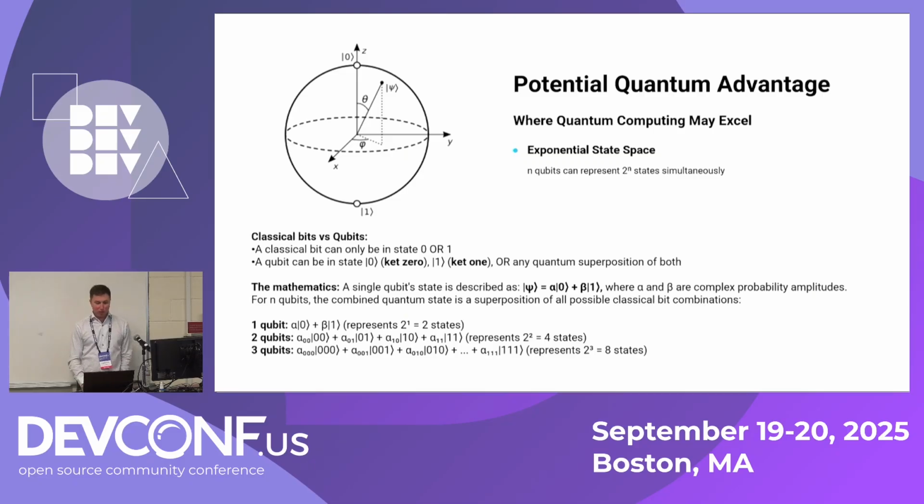One of the biggest things is that qubits can represent a lot more states simultaneously. Here on screen, I have a Bloch sphere. In essence, on the top you have ket 0, which is the basis state, and on the bottom you have ket 1, which is another state. Your qubits exist in superposition of those two states.